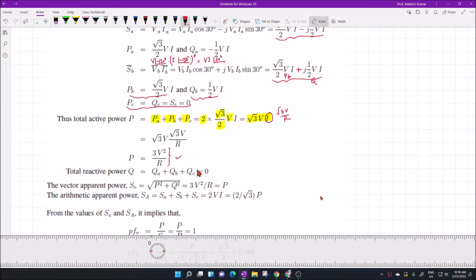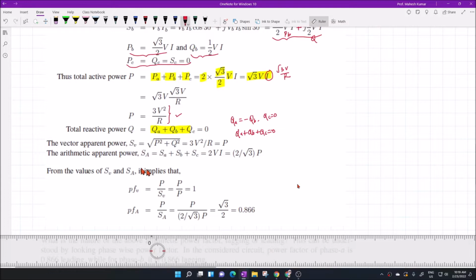A very interesting part of this problem is that the reactive power equals 0, because QA equals minus QB and QC is 0. Therefore, QA plus QB plus QC equals 0. That actually means that the vector apparent power SB, which is the square root of P square plus Q square, that is 3V square by R, is the same as P, because Q is 0.